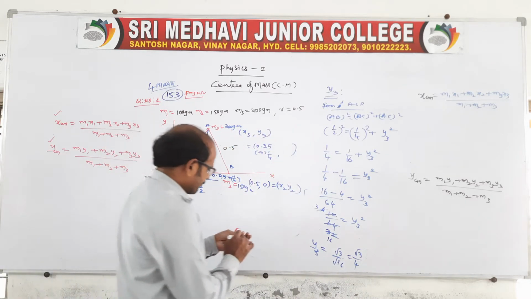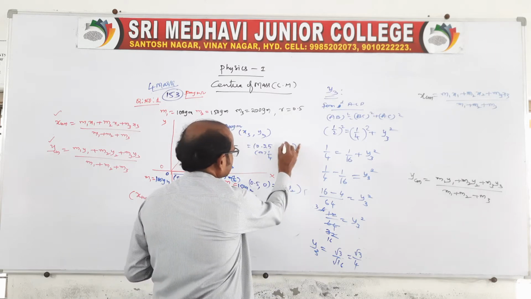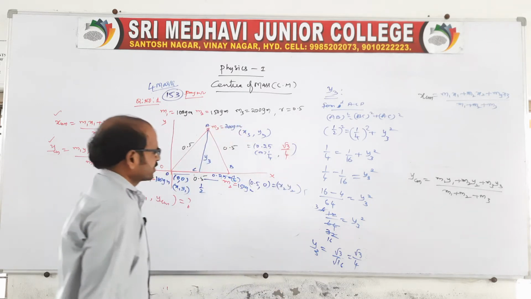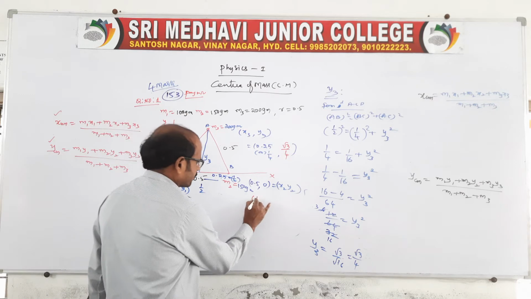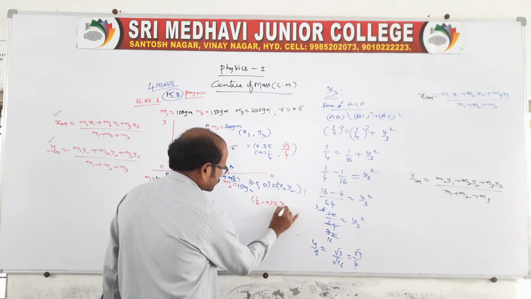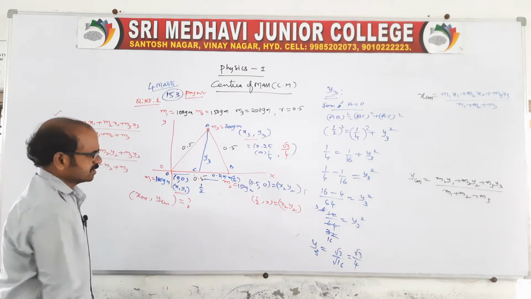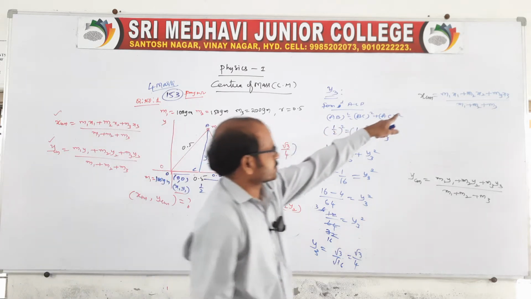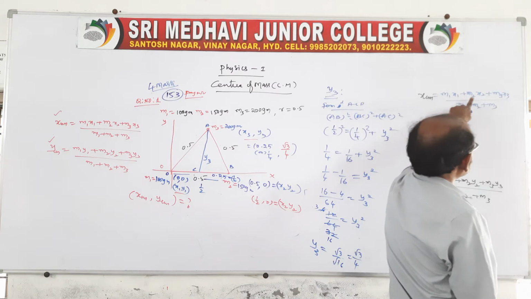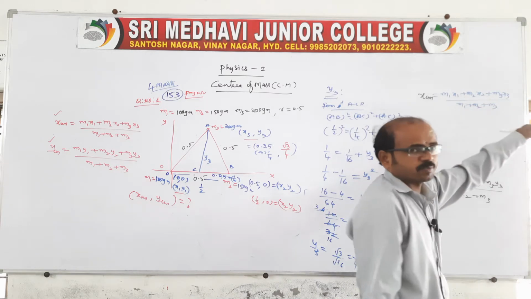Now we know y3 distance is root 3 by 4. Now we know all the values. Here you write 1 by 2 comma 0; this is x2, y2. Now we know x3, y3, x1, y1 and x2, y2. Now substitute all the values here. XCM is equal to m1 x1 plus m2 x2 plus m3 x3 by m1 plus m2 plus m3.